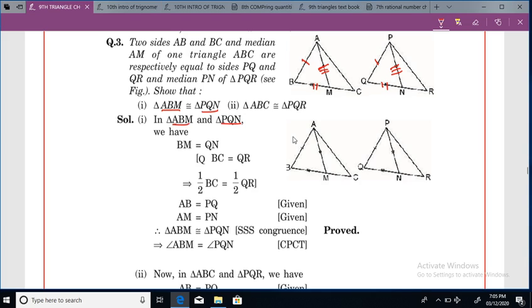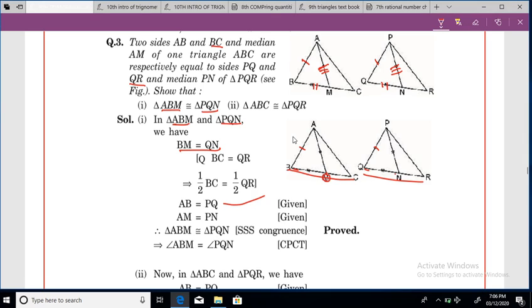So let's take triangles ABM and PQN. In that, we know that AB equal to PQ. Here it is. So the second one: we know that they said BC equal to QR. They said BC equal to QR, they have not said BM equal to QN. But we know that AM is the median. AM is a median, so this becomes a midpoint.